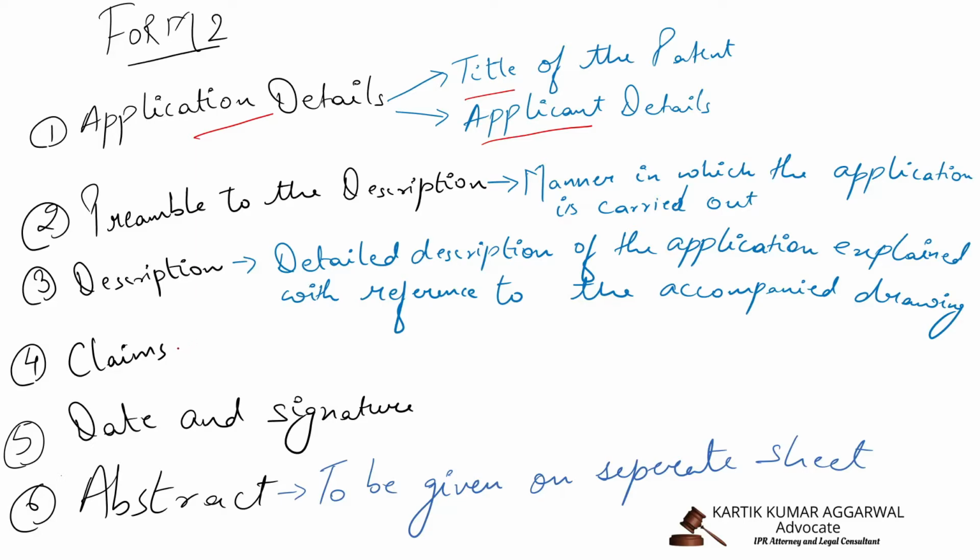Even though that specific subject which is outside the scope of the claims has been described in the description, then also the patent office will only grant protection to the subject which has been described in the claims of the invention. Following the claims are the date and signature of the applicant, following which is the abstract to the invention. And this abstract is a detailed summary of the invention and has to be given on a separate sheet of paper.